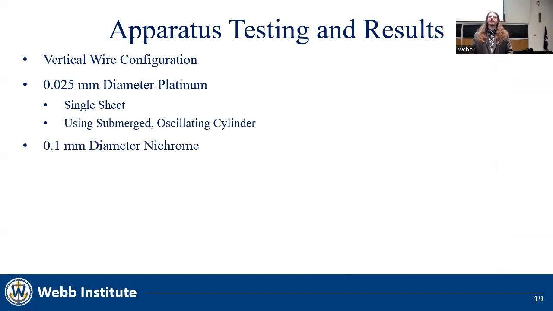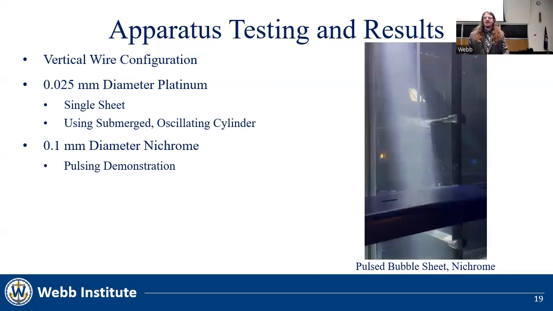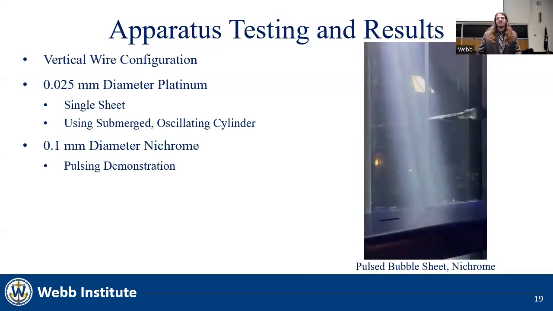I then carried out testing with 0.1 millimeter diameter nichrome, or nickel chromium, wire. It was a much larger wire, did not have as ideal of a wire chemistry, but was suggested for use in previous work, so I decided to test it as well. I carried out a pulsing demonstration where a single bubble sheet can be seen being pulsed on and off in the video to the right.